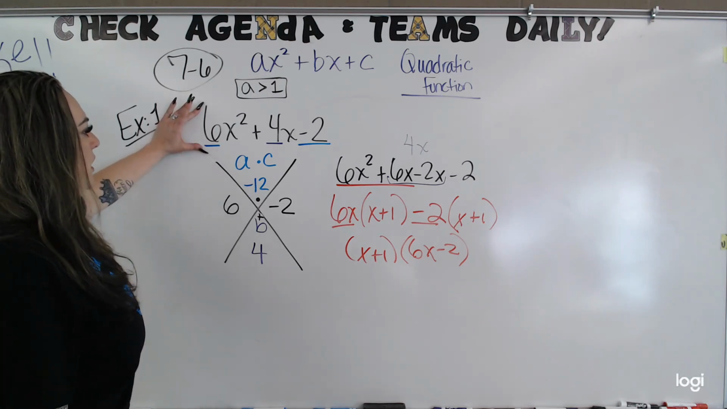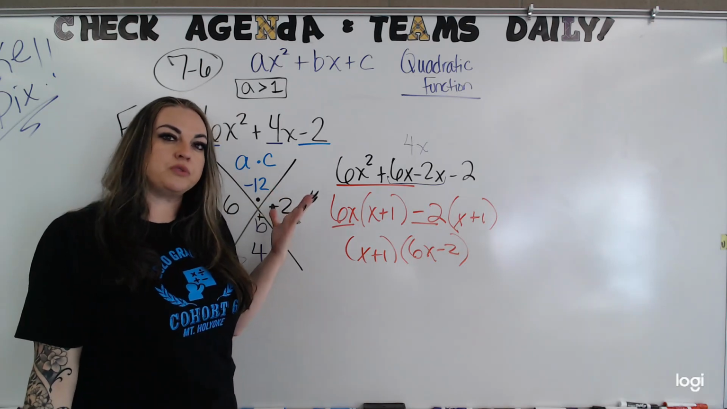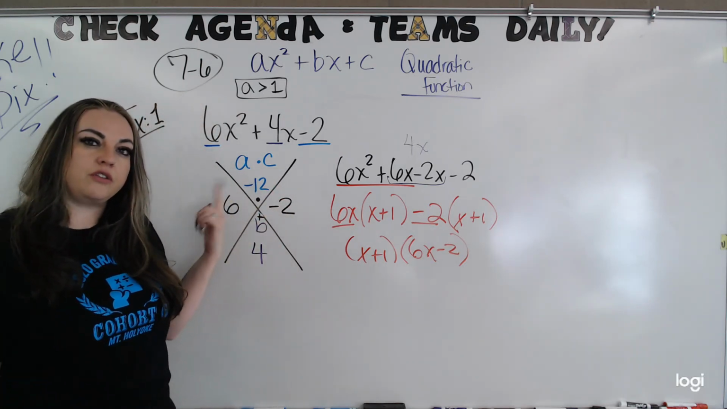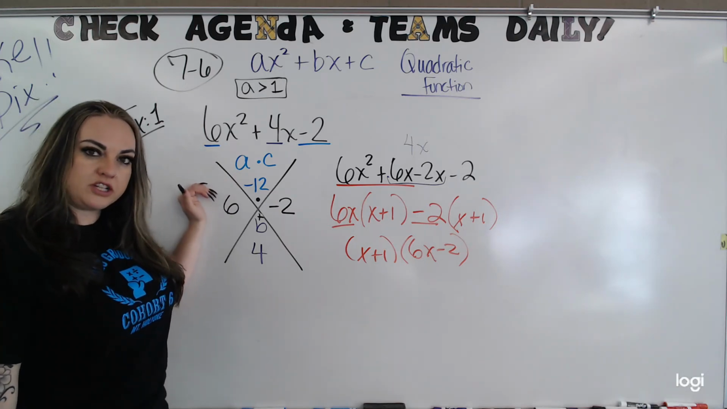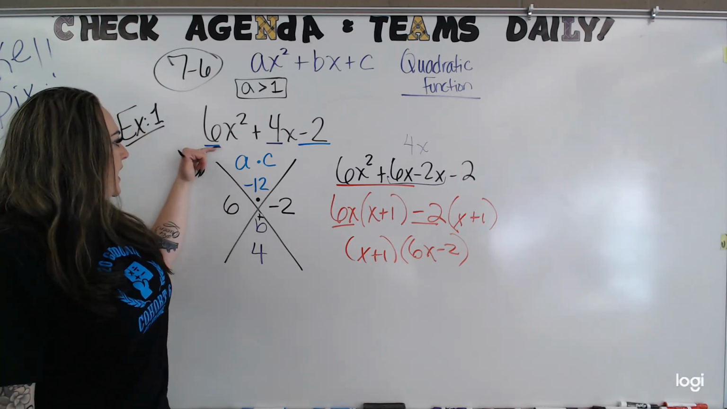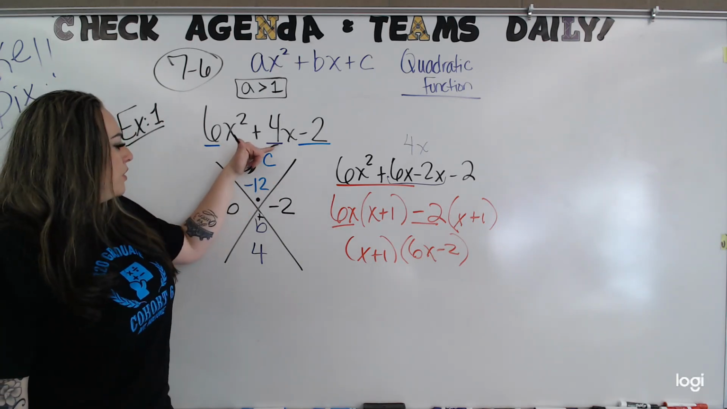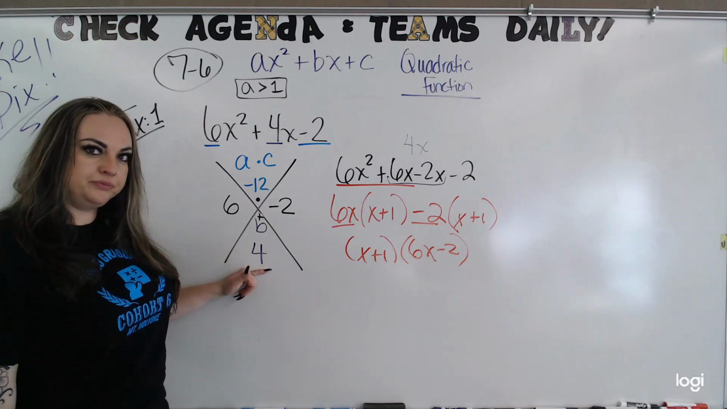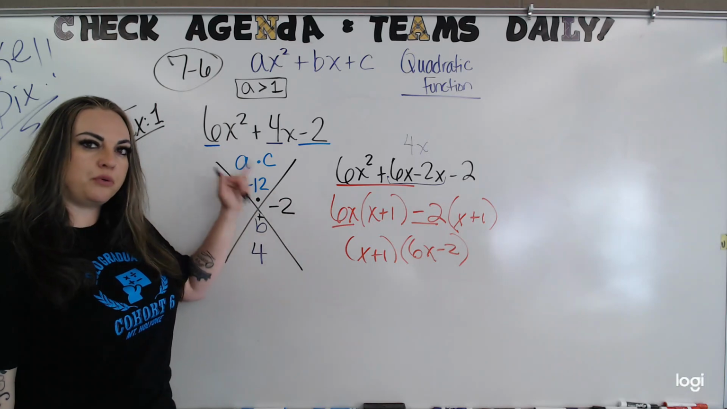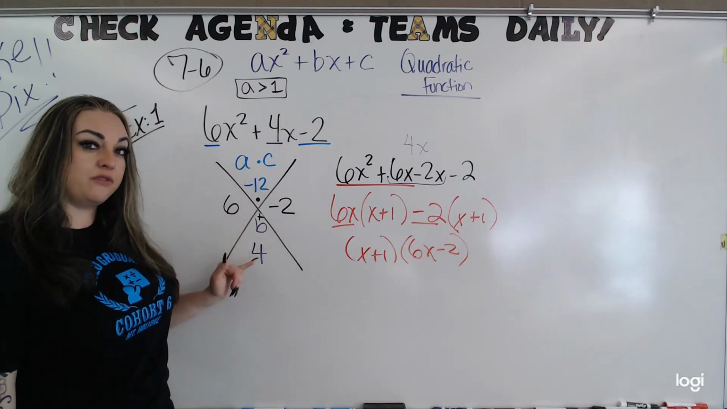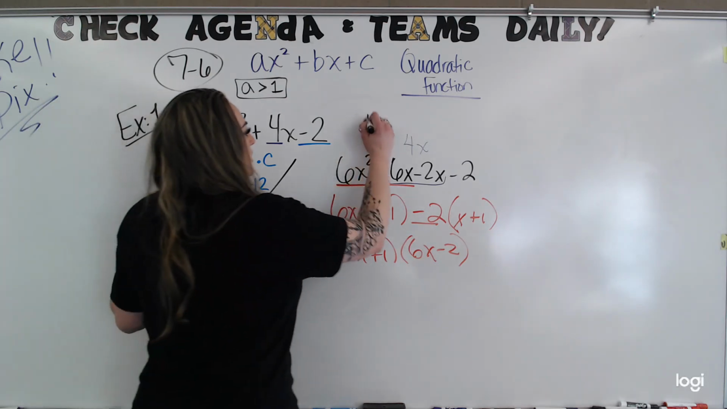So in this case, we could not just factor out the greatest common factor. We were still left with an a value greater than 1. So we used the magic X. We did a times c for our top value. We rewrote b as our bottom value. And then we figured out which two numbers we would need to give the product -12 and the sum of 4.